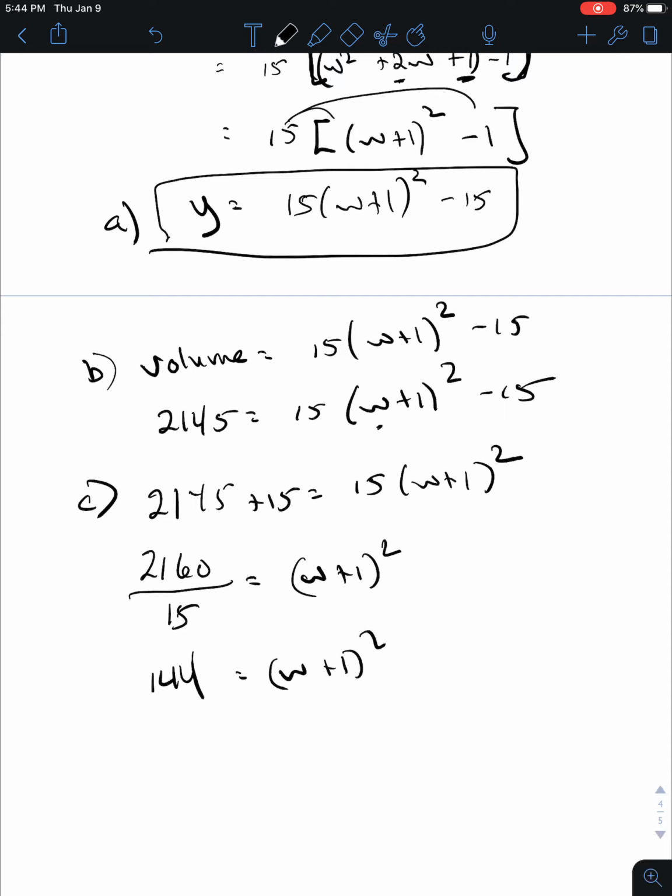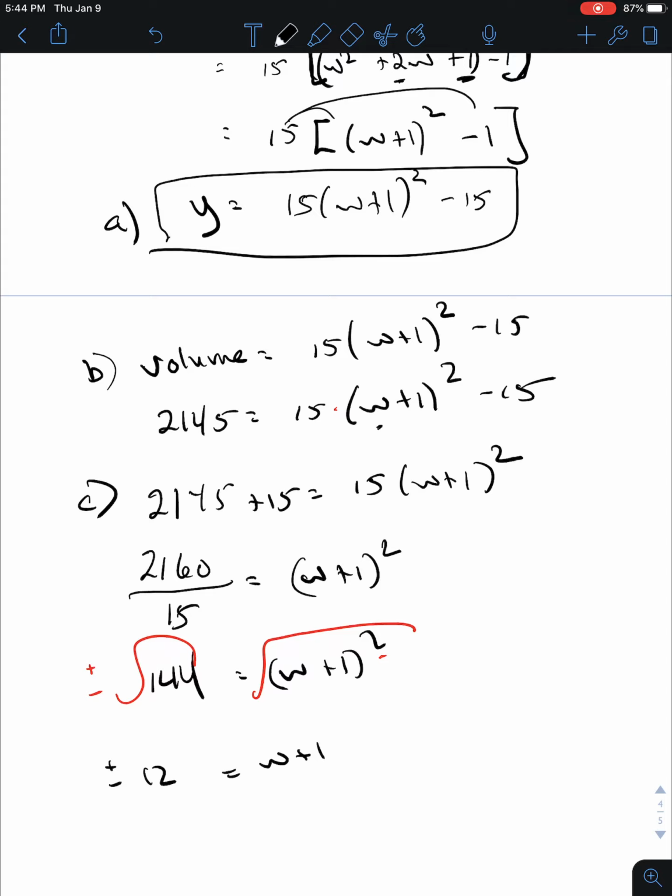Now, just like anything else that you ever do, here I divided both sides by 15, because dividing is the opposite of multiplying. So in this question down here, I've got a little squared sitting here. So you have to square root both sides. If I square root both sides, which is, I already know, 12. But here's the catch. Anytime you do this, you have to write plus minus. So I get plus minus 12 is equal to W plus 1.